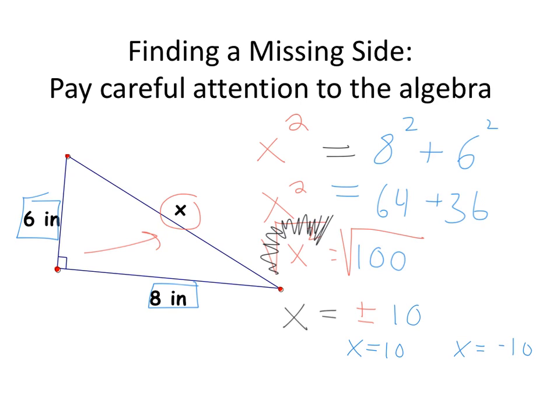However, we know that this is a length or distance that we're trying to find, so it is not possible for it to be negative. No distance can ever be negative. Therefore, x is 10. What are our units? Our units are inches. We have successfully applied the Pythagorean theorem. Every single problem that you do will behave this same way.